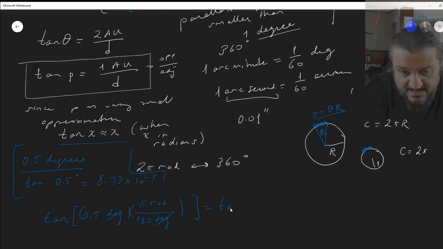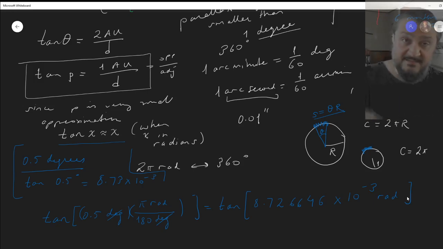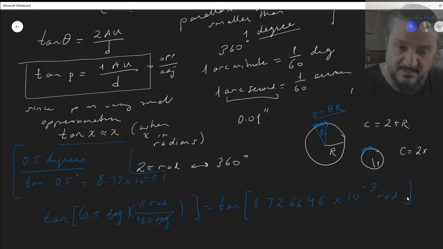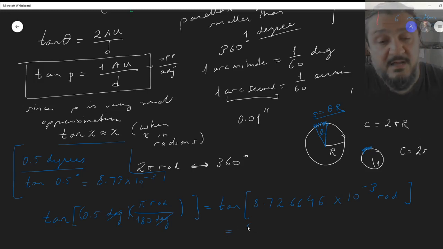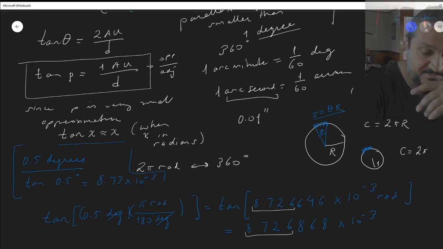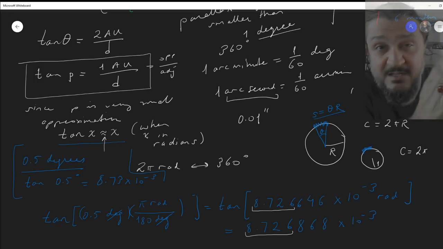So this is basically tangent of, what is that number? 8.72666 times 10 to the negative third radians. Okay? I take the tangent of this when the calculator is in the radian mode. So, tangent of the answer. The answer would be equal to, I'm just copying from here, 8.726868 times 10 to the negative third. Okay? So you see these are really close. Check these out, all the way to here. And after that, it differs because it's not exact. It's an approximation. But the angle has to be in radians.